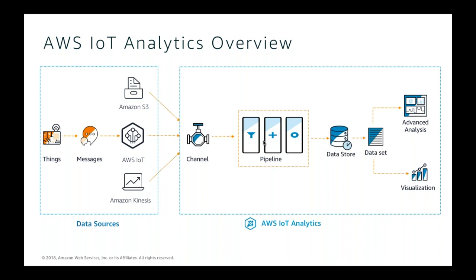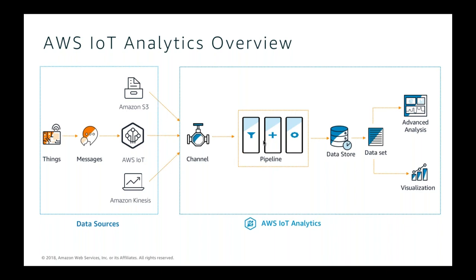You can create multiple channels, if you want to have multiple sources coming through different channels. As well as IoT Core, you can also bring in data from S3, say, or Kinesis, or maybe other sources as well, using the IoT Analytics APIs that we expose, so you can directly ingest into these channels other than IoT Core. Of course, as I said, there's native integration with the rules engine in IoT Core.